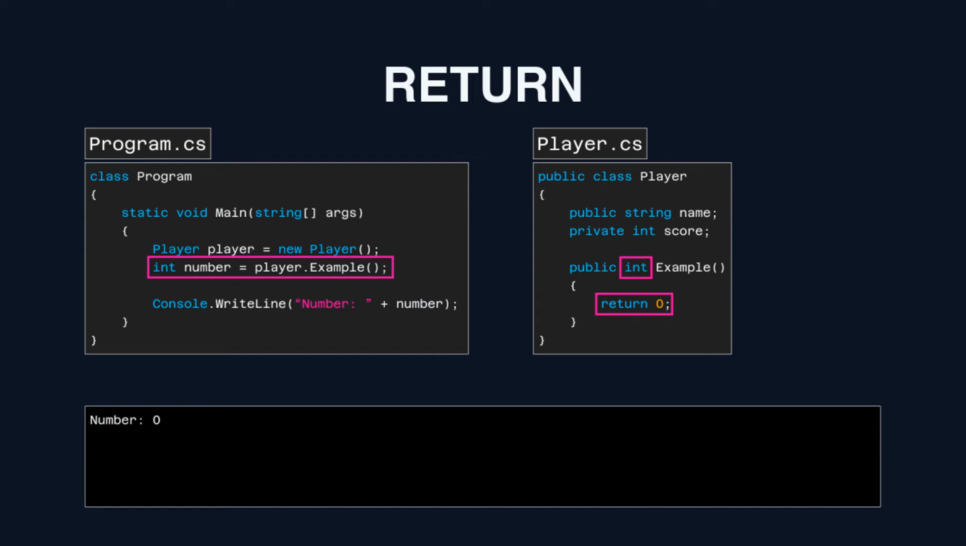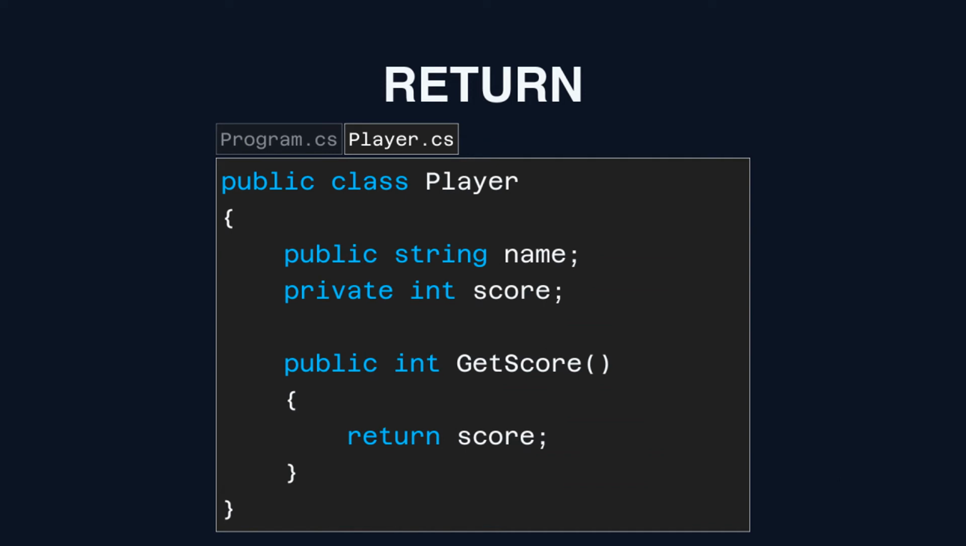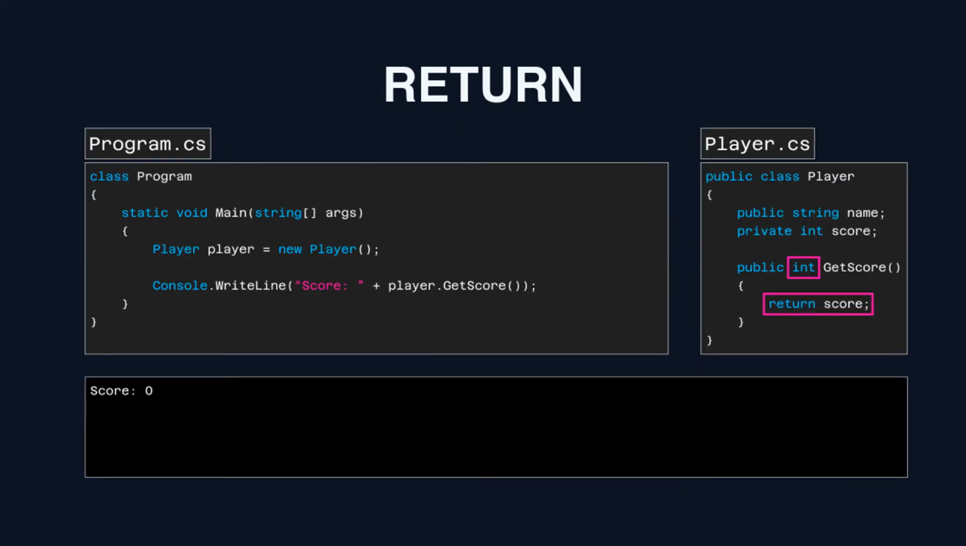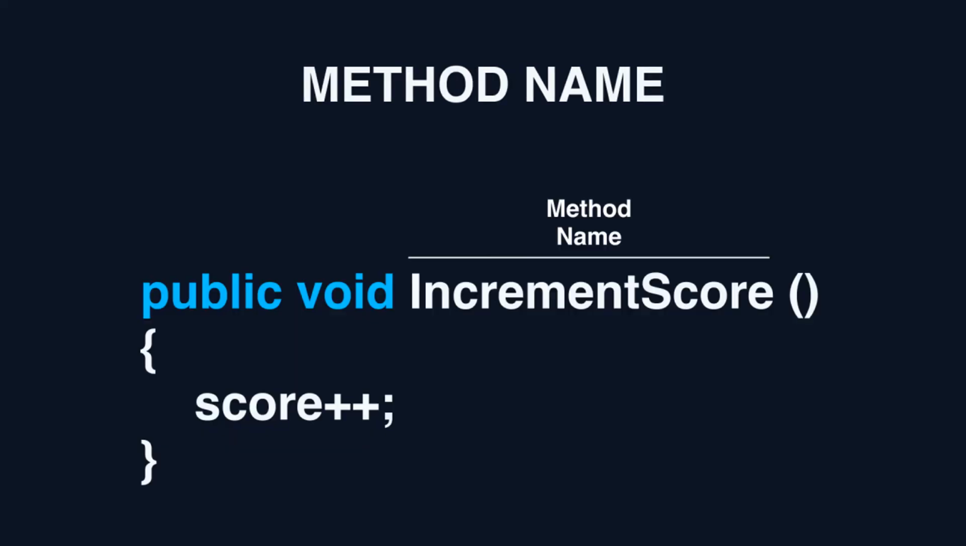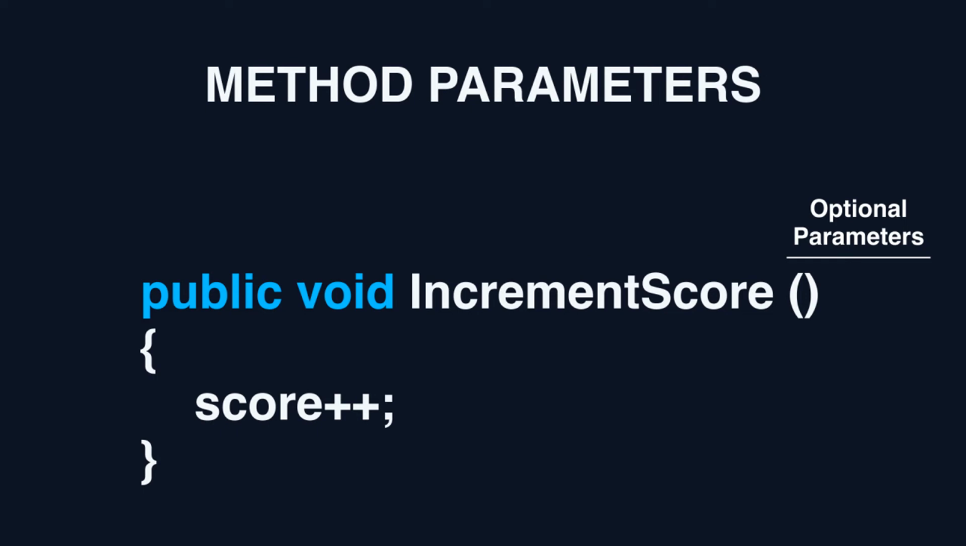Please note that a method with a non-void return type is required to use the return keyword to return the value. In the player class example, we could have a method to return the score value. Then we could call that method to get access to the player score. Going back to the method declaration, after the return type we have the method name. Method names use the upper camel-case convention. And finally we have the method parameters.